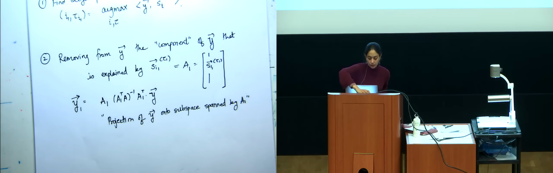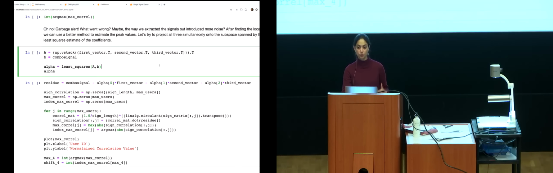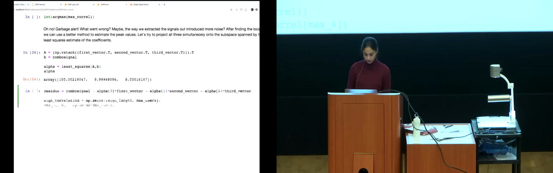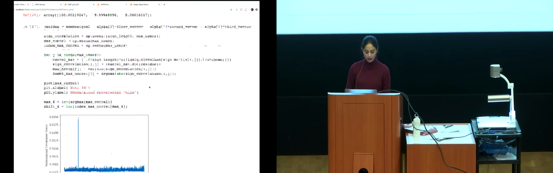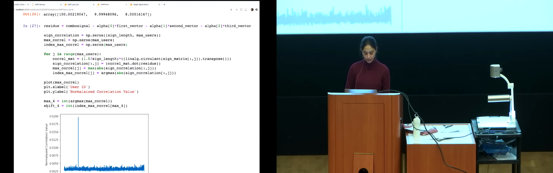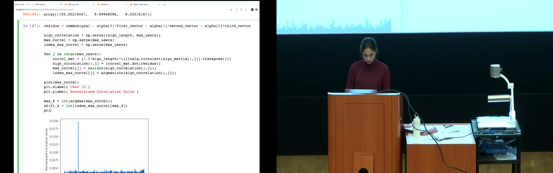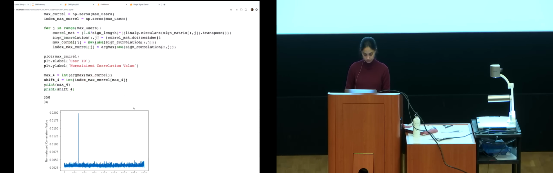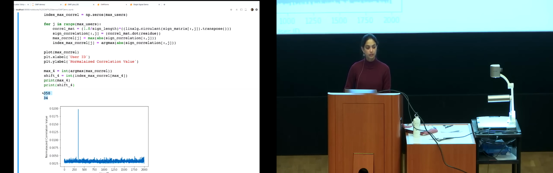So what we're going to do here is just trial and error. We're going to see if we have this idea, does this actually work? Instead of just subtracting off one peak at a time, what if we simultaneously project onto the subspace spanned by all 3 of these things and subtract that off? So I do this, I get this array, and I run this, and what do I get? Let me print max 4, print shift 4. Exactly what I expected.